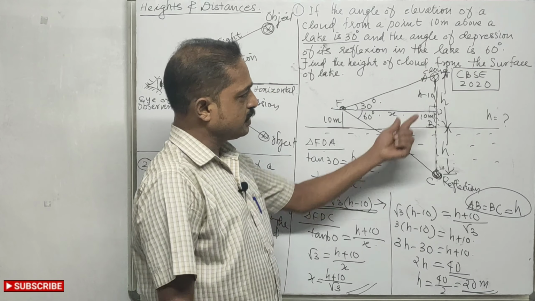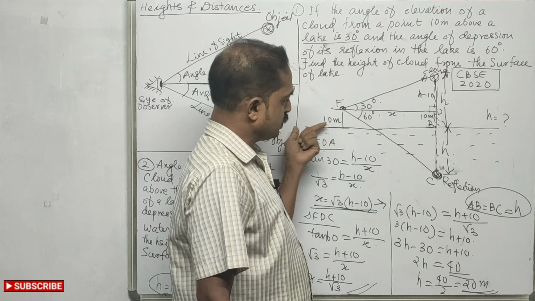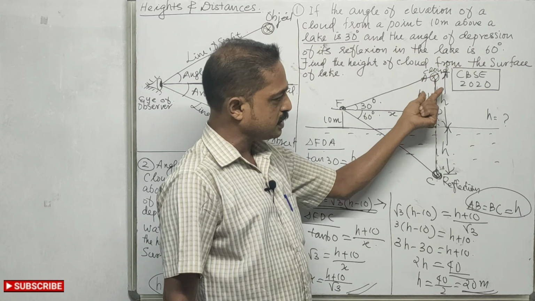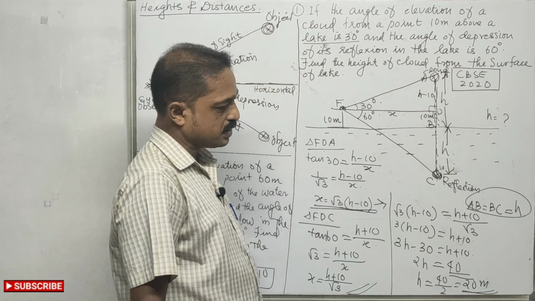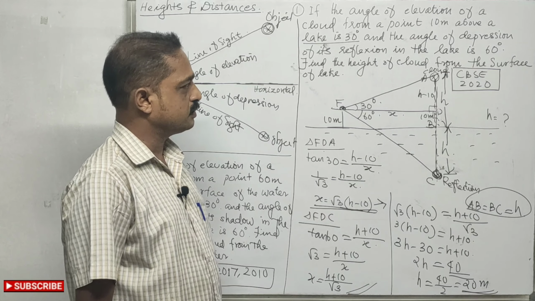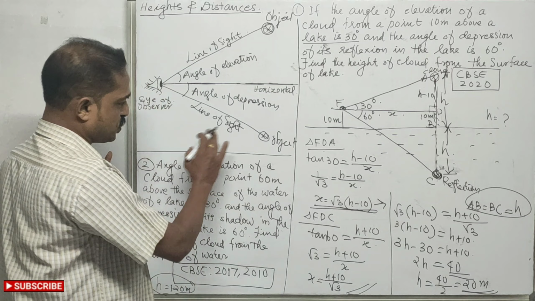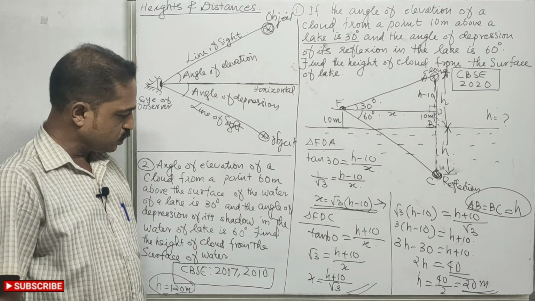What is H? H is the height of the cloud above the surface of the lake. So this is the surface of the lake, and the height of the cloud above the surface of the lake is H, and the value of H here is 20 meters. So this is a CBSE 2020 question. See, the same type of question has been asked twice before, that is in 2017 and in 2010.